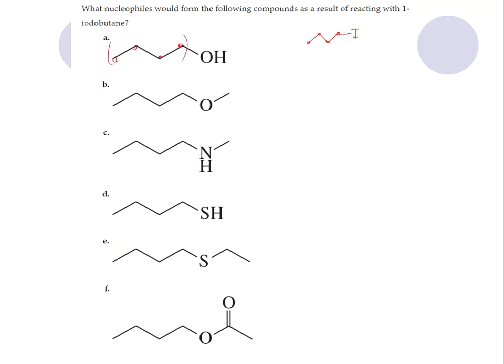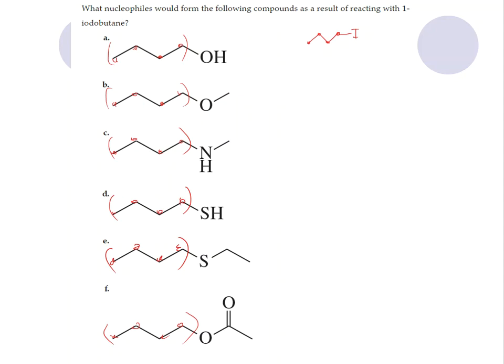There's the 4 carbons. Do you see what I'm doing here? I'm counting 4 carbons in each of these structures. So those 4 carbons are coming from the iodobutane piece that they wanted me to start with in the very beginning of the example problem.